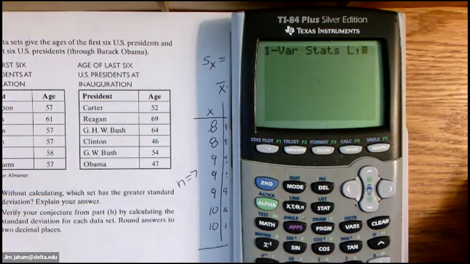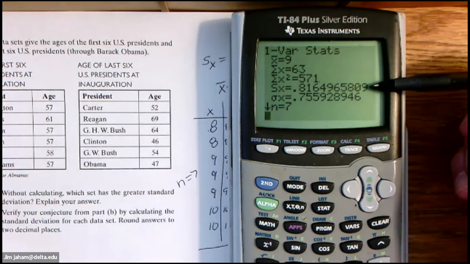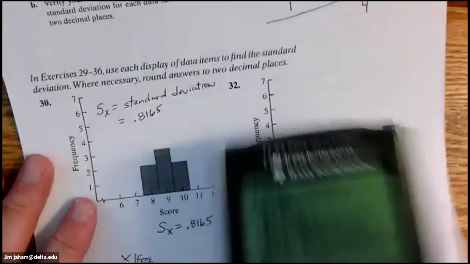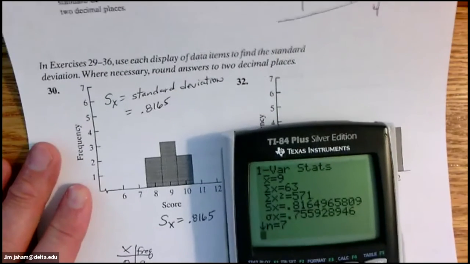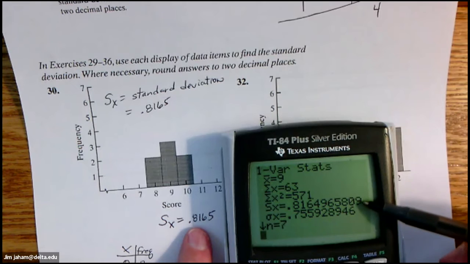And the X list is L1. That should already be set up for you. The frequency is blank because there's no frequency list. And then we calculate. And what I want you to focus in on is this number right here. You see that number? Have you seen that number before? I'll put them side by side. So that standard deviation that we calculated by hand, there it is.